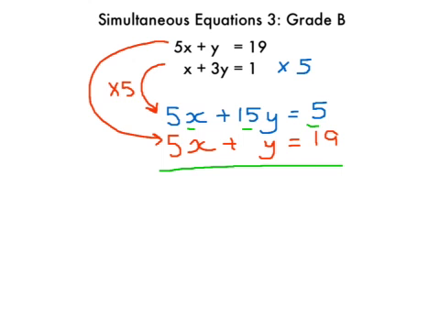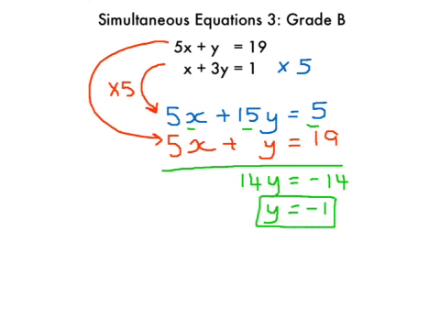So 5x take away 5x leaves you with nothing. 15y take away one lot of y leaves you with 14y. And 5 take away 19 leaves you with negative 14. Therefore, y is going to equal negative 1.